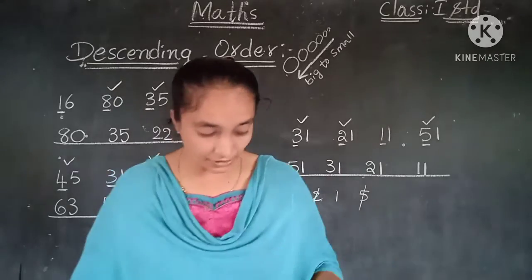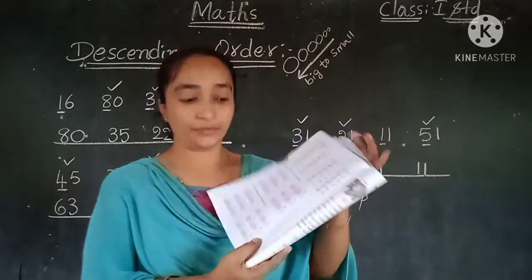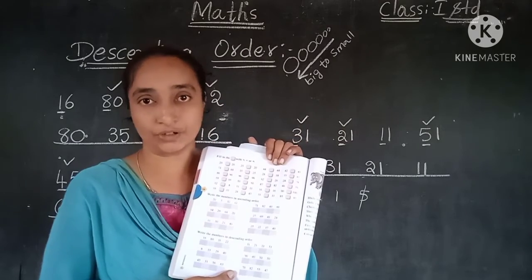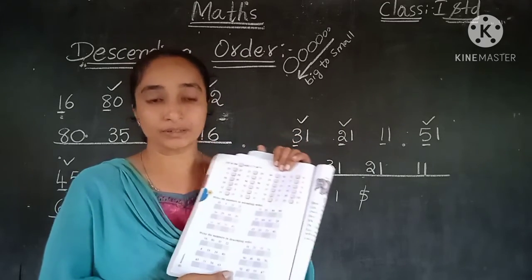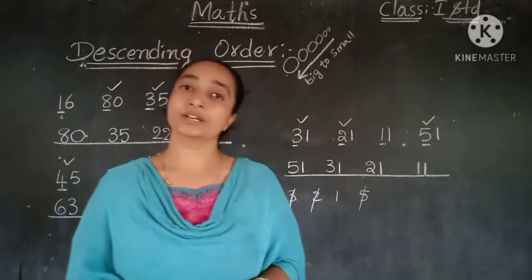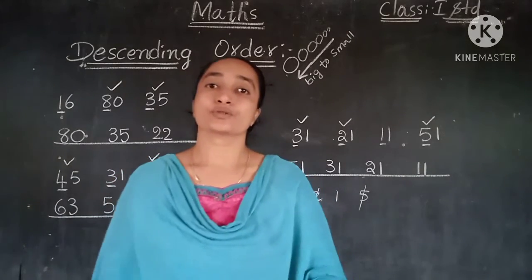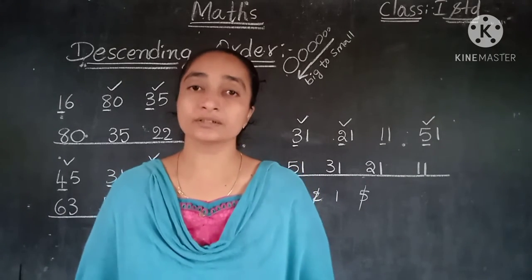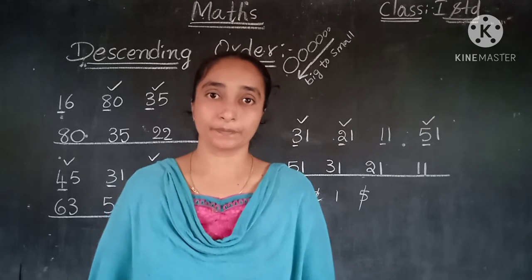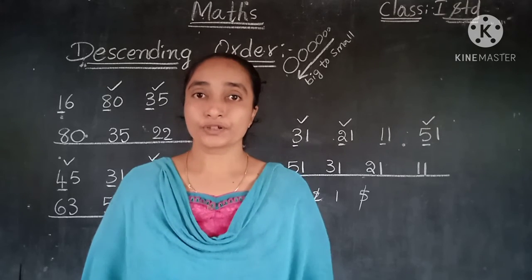In the textbook, page number 134, the remaining sums also you can complete in your textbook, students. Up to here, page number 134, we have completed this. So all of you note down carefully, children, write very slowly and easily. So hope you understood, all of you.